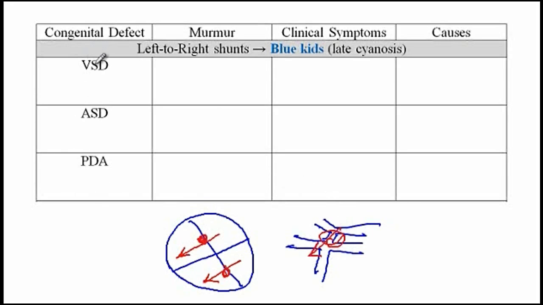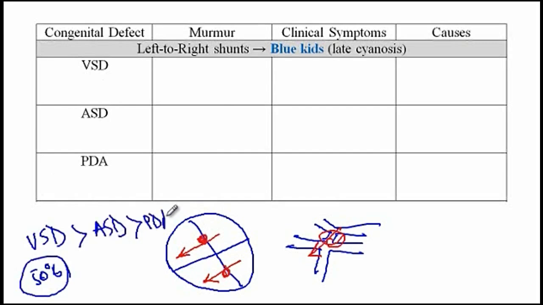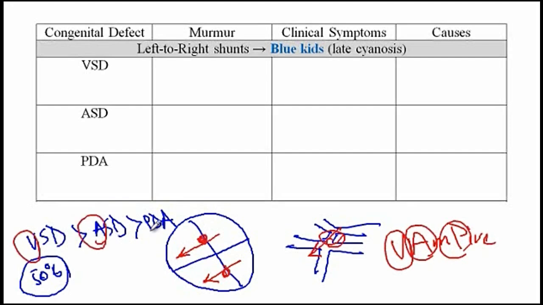So one point I would like to mention about these conditions is about their frequency. VSD is by far more common than the other conditions, and it accounts for about 50% of all congenital heart defects. The second most common would be ASD, and then after that one it would be the PDA. Now the way I memorize it is vampire. So VAP, and then we have VAP.